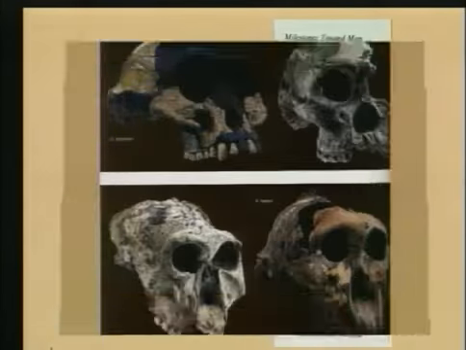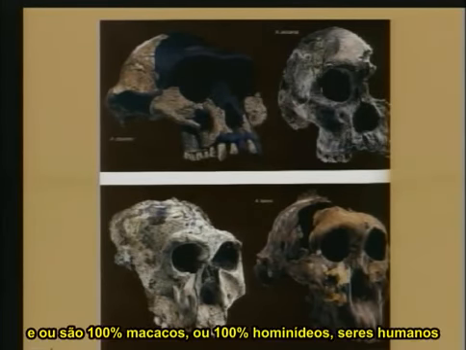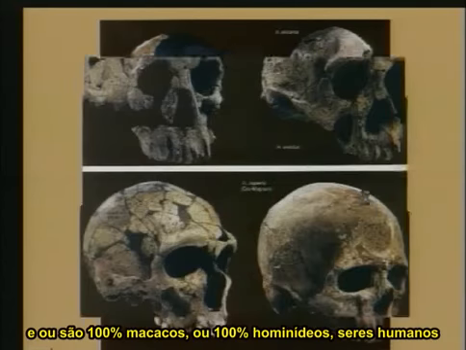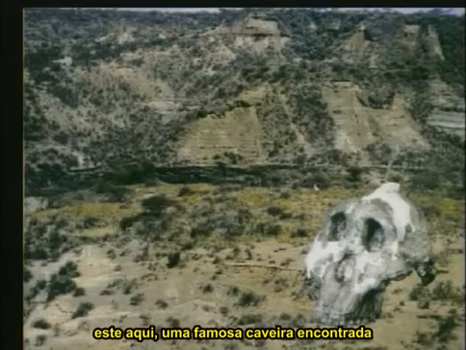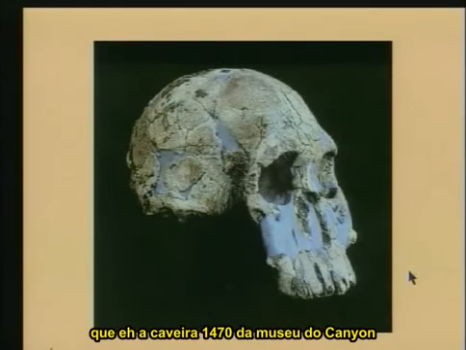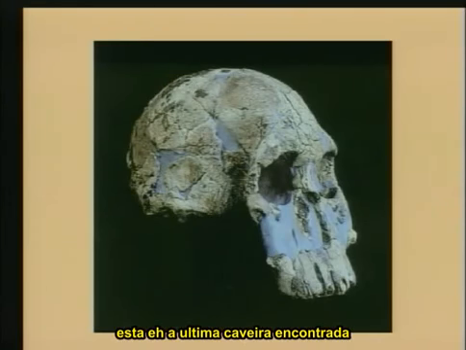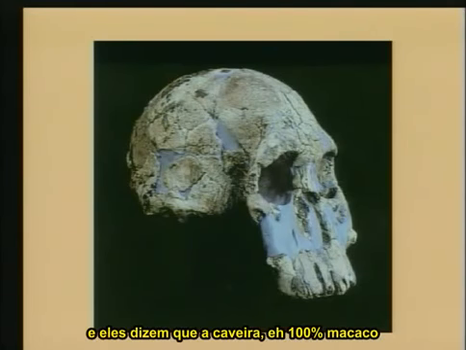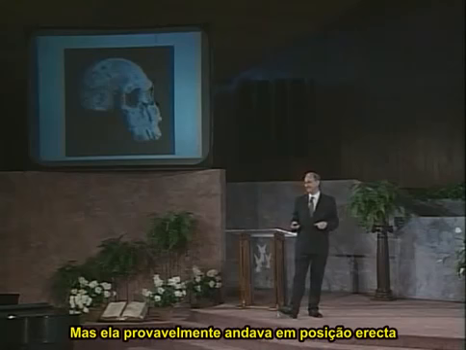That's their lineage. And their most famous fossils were found at Olduvai Gorge, and all of them are either 100% ape or they are 100% hominid, human-like. This one over here, Olduvai Bed 2, they find this famous skull, which is skull 1470 from the Kenya Museum. There it is. That is the ultimate in-between fossil. That's what they've got of him. That's it. And they say the skull is 100% ape. No doubt, he's an ape. No doubt. But he probably walked upright, so they say.